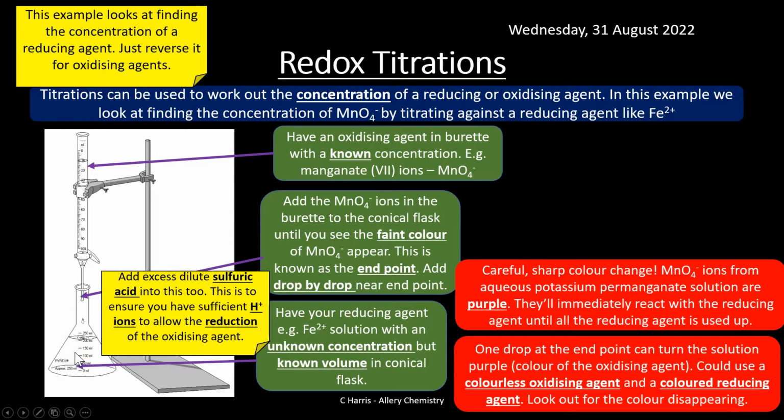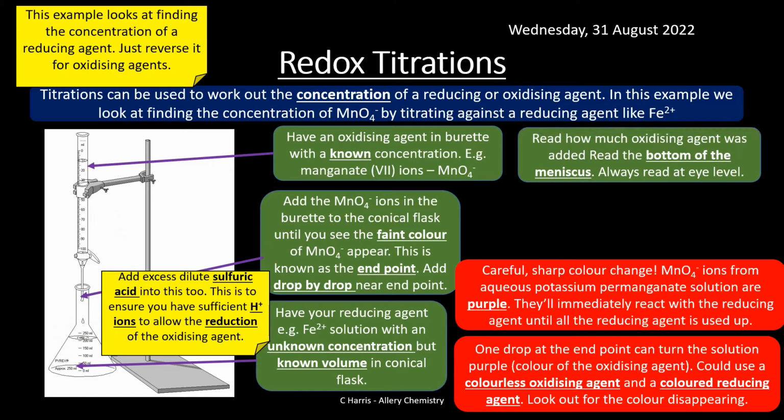So what we could use is a colourless oxidizing agent and a coloured reducing agent. And obviously, what we're doing is just looking for that colour to disappear in here. So it could be the other way around. It's just that what we're looking for with titrations is a colour change mainly.